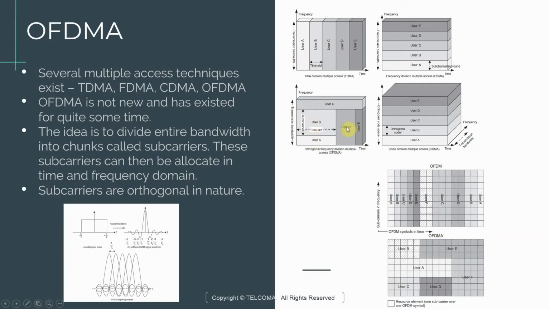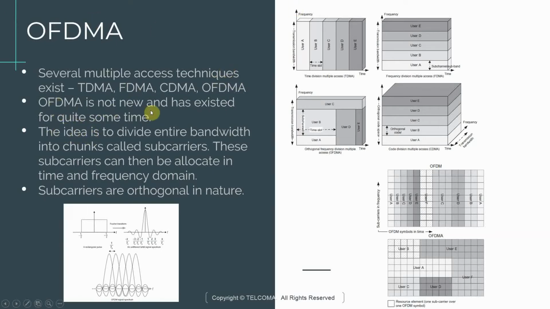And then you can obviously divide it in terms of time as well. So user D uses the same frequency that's used by A and B, but it only uses it when A and B are done using it. So this is the chunk of time that it's using. So you can have a more flexible allocation of resources in OFDM compared to the other access techniques, which is really important in LTE. So that's why OFDMA was chosen by 3GPP.